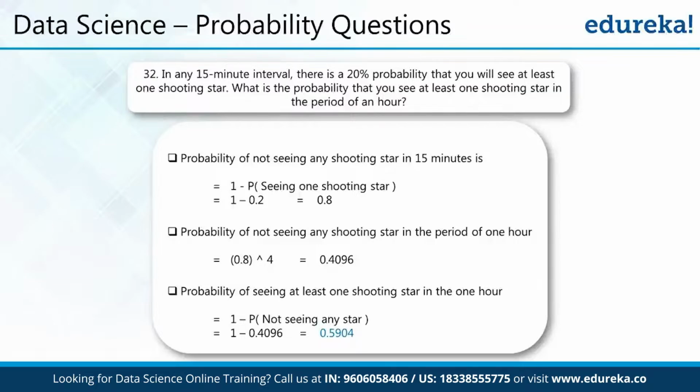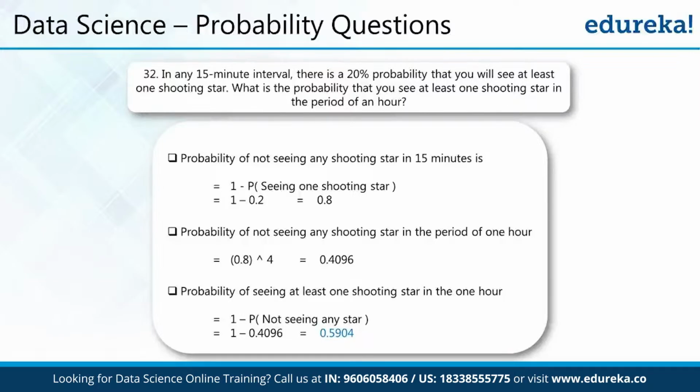And as you know, probability is always between 0 and 1. So if I would like to calculate the probability of not seeing a shooting star in 15 minutes, which is the opposite of this, right? These are independent events. If I take 1 minus the probability of seeing a shooting star, 0.8 becomes the probability of not seeing a shooting star in a 15-minute interval.